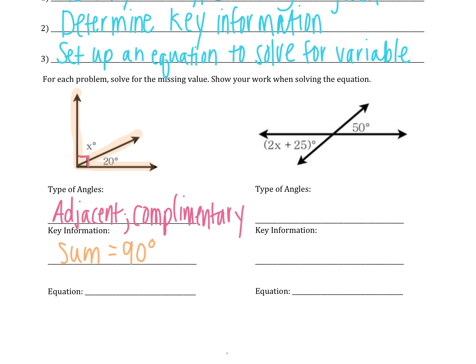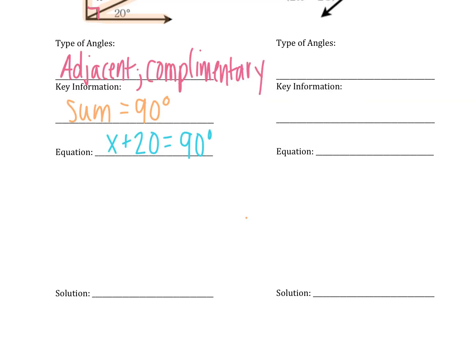And then my last step is to write an equation. So x plus 20 equals 90 degrees. And now I'm going to solve that equation. So x plus 20 equals 90 degrees. And this is a simple one-step equation, so I'm going to subtract 20 from both sides. And 90 minus 20 is 70. And 20 minus 20 equals 0. They cancel out, so I have x equals 70 degrees.